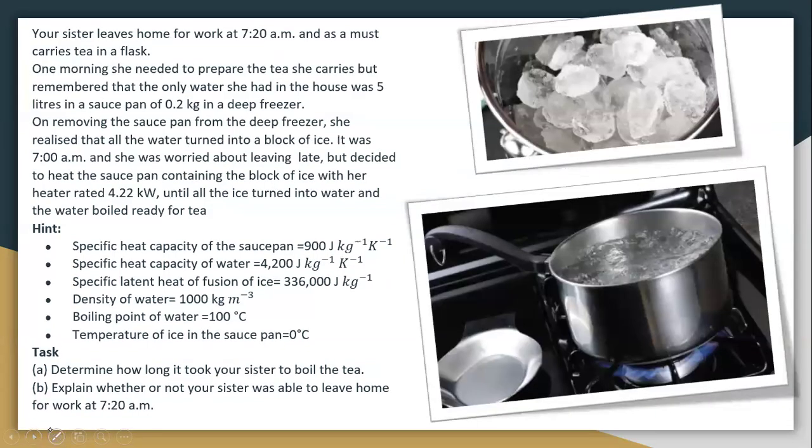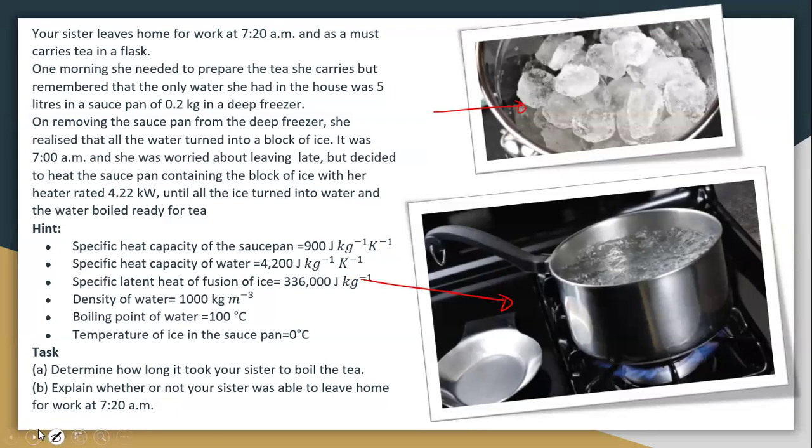But in real life, how does it look? Whenever you put a substance in a freezer or in a fridge, in a deep freezer, it always turns into ice. So the picture you're seeing here shows the blocks of ice that the lady found when she opened. And here she is now using the heater to heat such that the ice block can turn into water.